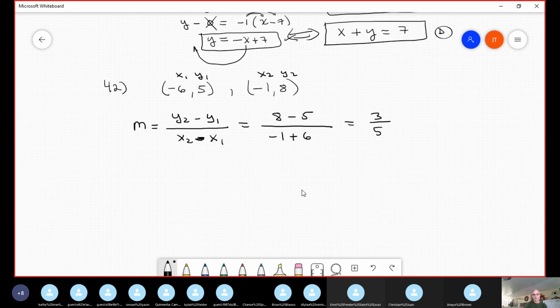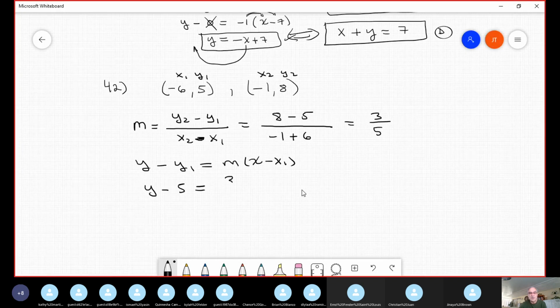Now I use the famous formula: y minus y1 is equal to slope times x minus x1. y1 is 5. The slope is 3 over 5. Parenthesis x minus x1, which is negative 6, but the double minus becomes positive.